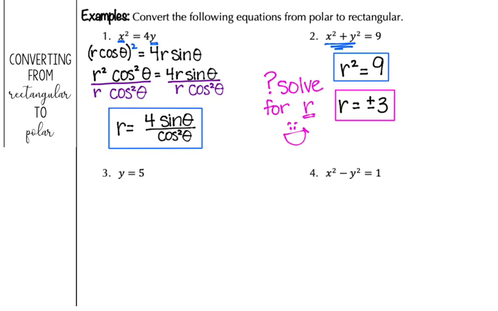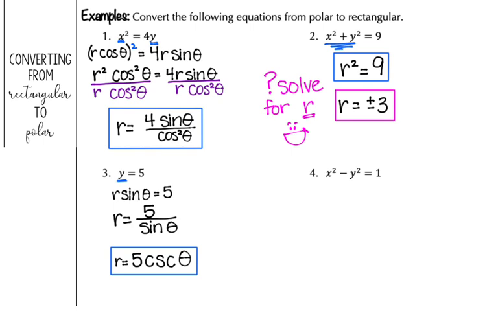In problem number 3, we've got y, and y is r sine theta, and it equals 5. We want to solve for r if we can, so we're going to divide by sine theta. Now, we could rewrite this, since it's over sine theta, the reciprocal, we could write that as cosecant. If you left it as 5 over sine theta, I'd be okay, but this is where we really want to get to.